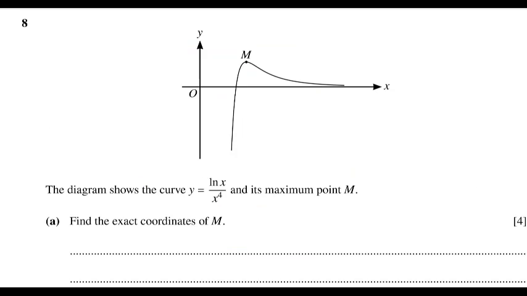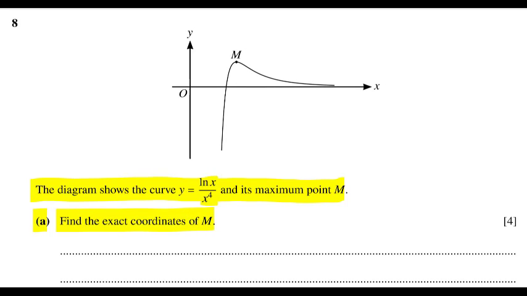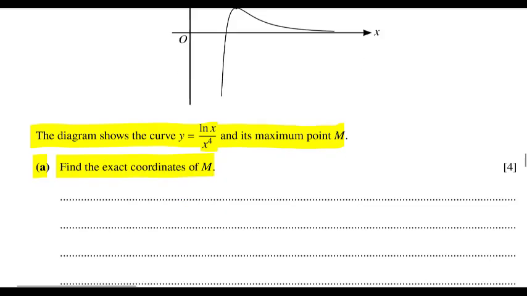Question number 8. The diagram shows the curve y equals ln x over x power 4 and its maximum point M. A part is find the exact coordinates of M. Since it is a maximum point, it means we are going to find the derivative of it, and the derivative has to be 0 at M. So let's find the derivative of it.